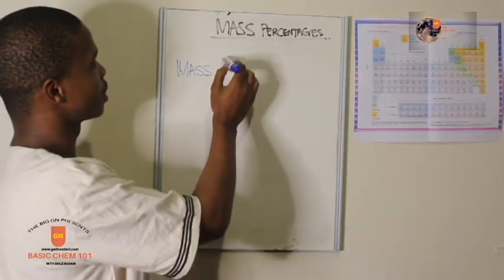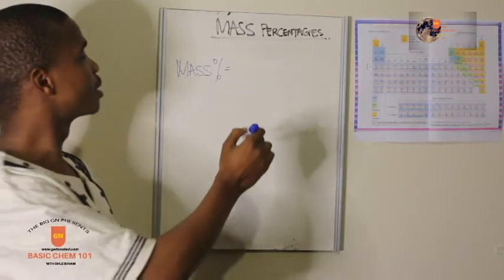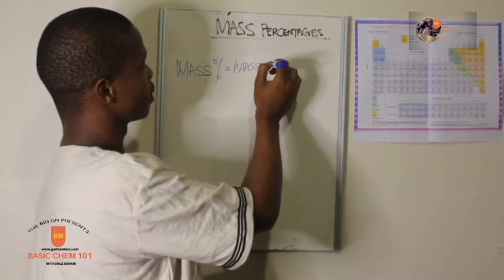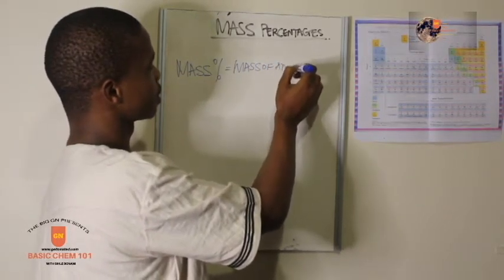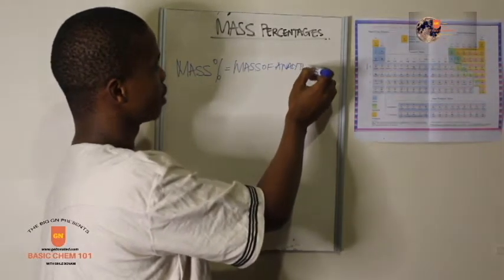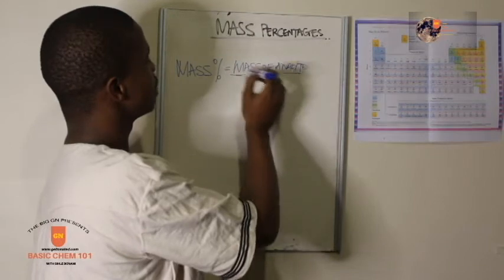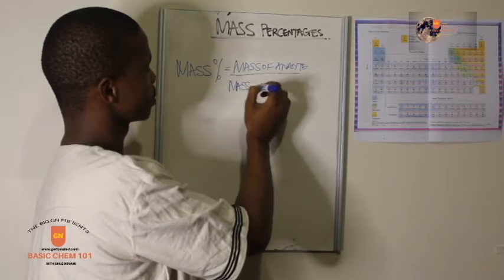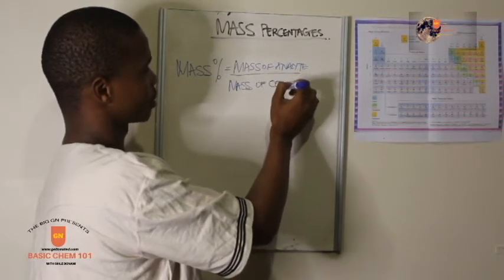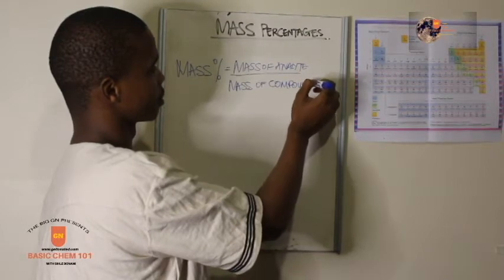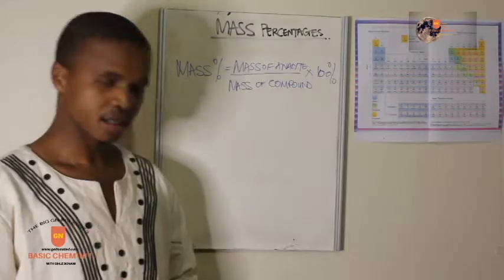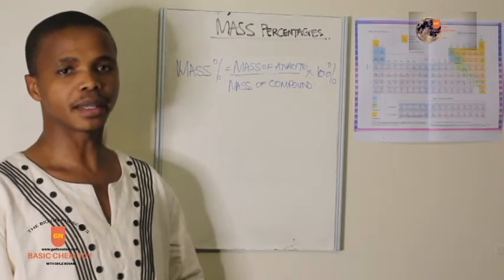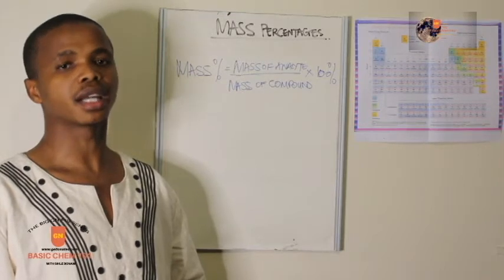I'm sure we all know how to calculate a percentage. So mass percentage would be the mass of your analyte, which is the element that you are looking for, divided by the mass of the whole compound, times 100%.